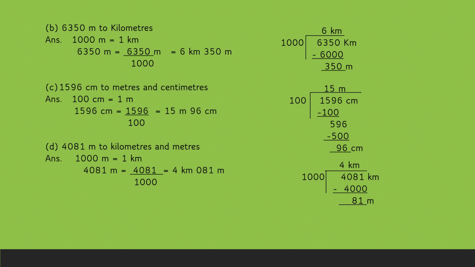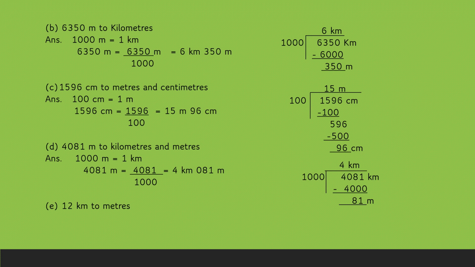And by long division method also you see, 1000 fours are 4000. When you will subtract, 81 you will get as a remainder. And 4 is your quotient, which is in kilometers. Bigger unit you will write on the quotient and smaller unit you will write in remainder part.